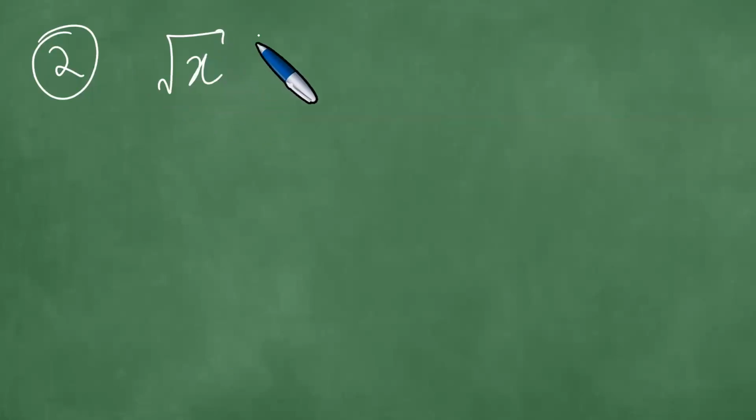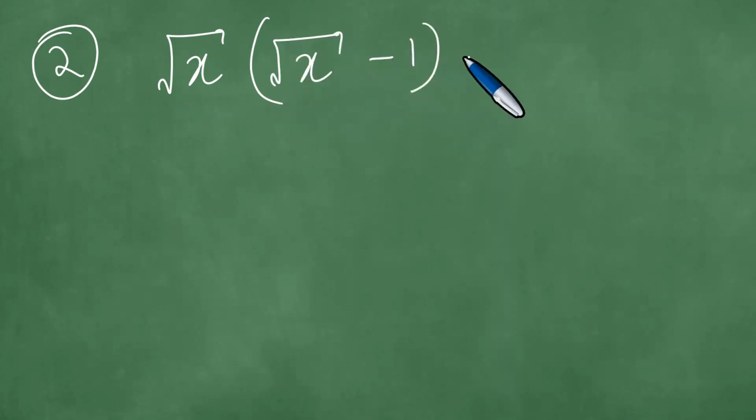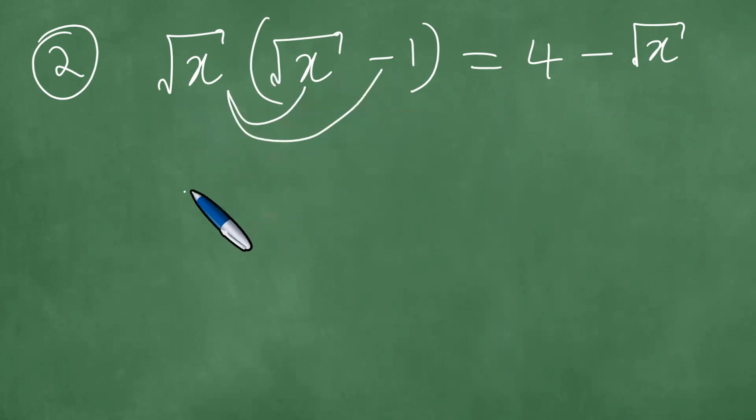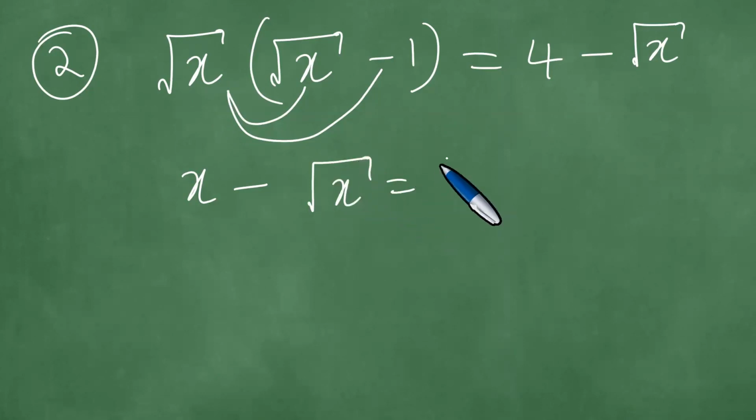Number 2, which is equal to? Now to solve this one, we distribute, we open up the brackets, we multiply this with this, and we multiply this with that. Square root of x by square root of x, we get what? We get x. Square root of x by minus 1 is minus the square root of x, which is 4 minus the square root of x.